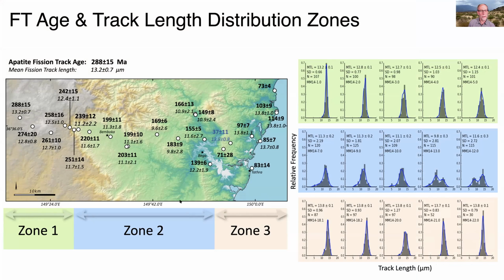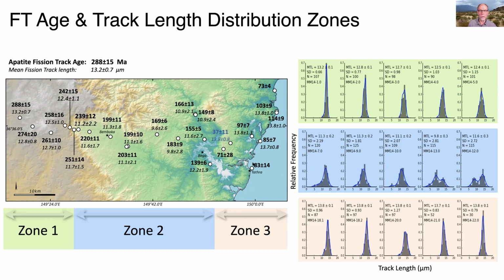In between, in zone 2, we get mixed ages between about 140 million years and about 240, with mean track lengths which are much shorter, between about 10 and 11 microns in length, and many of them showing strikingly bimodal track length distributions, reflecting the two age components that are present.